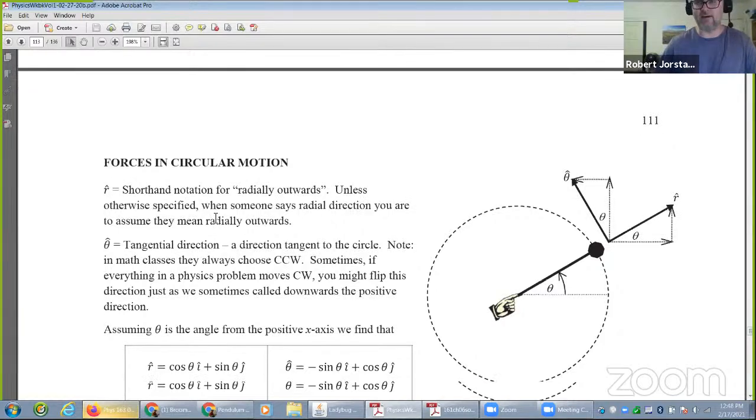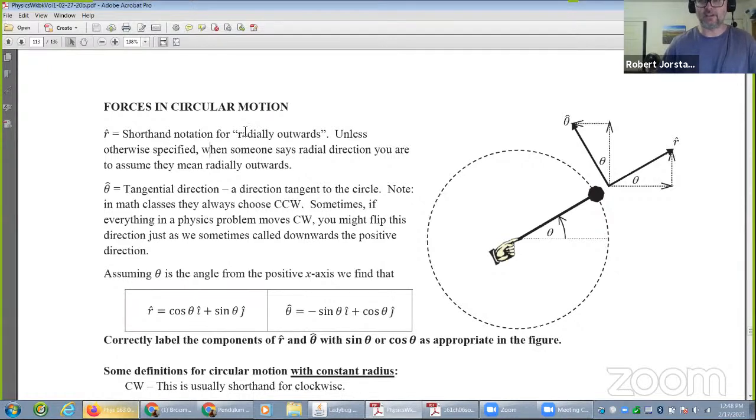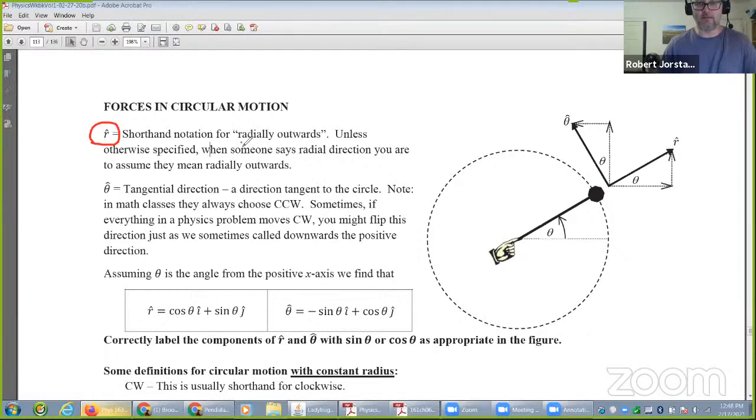All right. So now we need to get some notation here. Before we could do anything real, we need to start working on some notation. R hat means radially outwards. Theta hat means tangential direction, or a direction tangent to the circle. In math classes, always choose counterclockwise as positive. This is a good convention. However, in physics classes, just like we sometimes call down the positive direction, in some problems you may see me choose to make theta hat clockwise. That said, unless you have a good reason to choose otherwise, we usually assume counterclockwise is the positive direction.